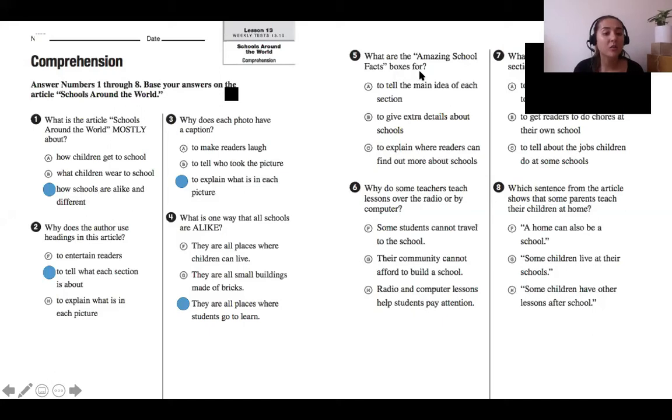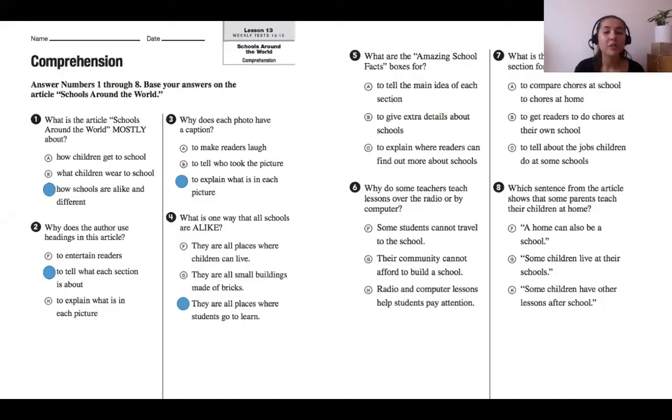So this one caused quite a lot of confusion. So if you remember, in the story, we had some small boxes that say amazing school facts. Some of them told us that many schools started thousands of years ago and that students only learned about culture and not math or science or reading. So this one was quite a confusing question, and I will explain more about this when we go through the story again. So what do we think?